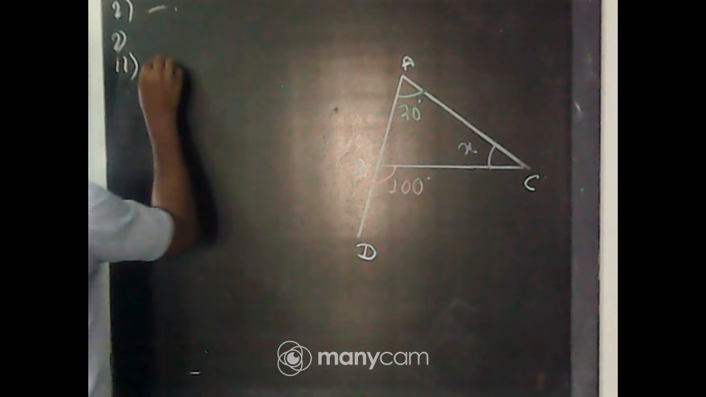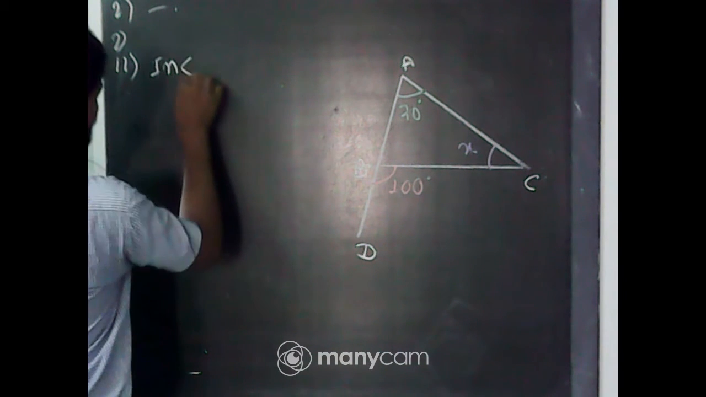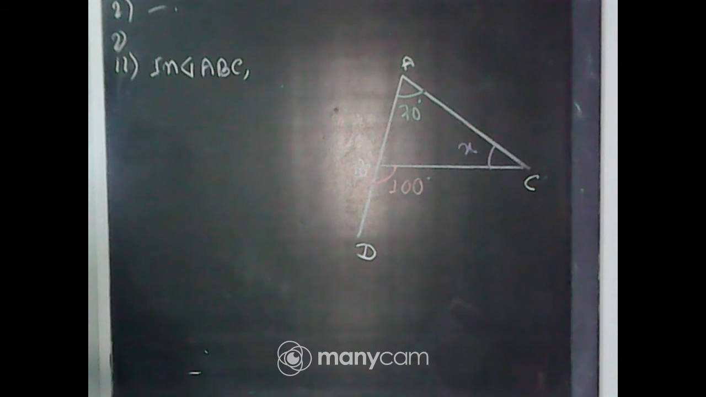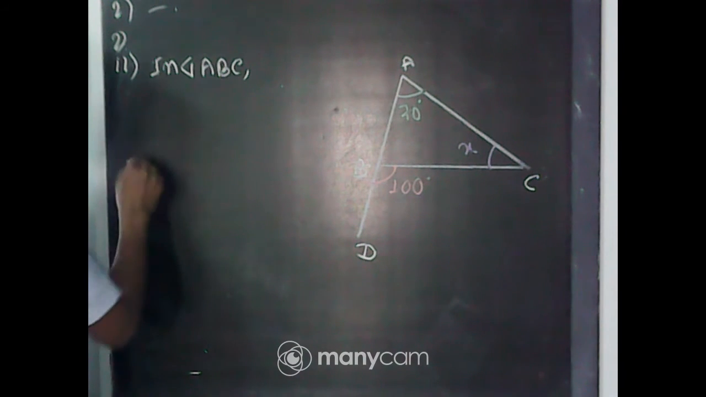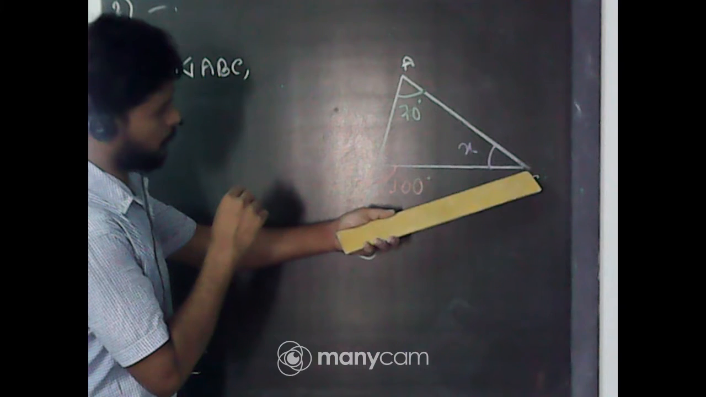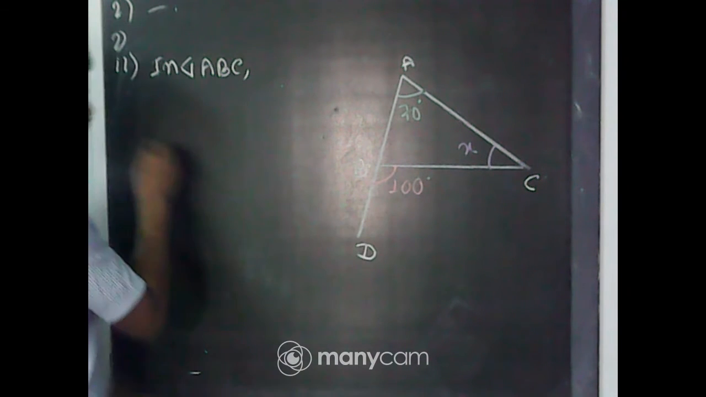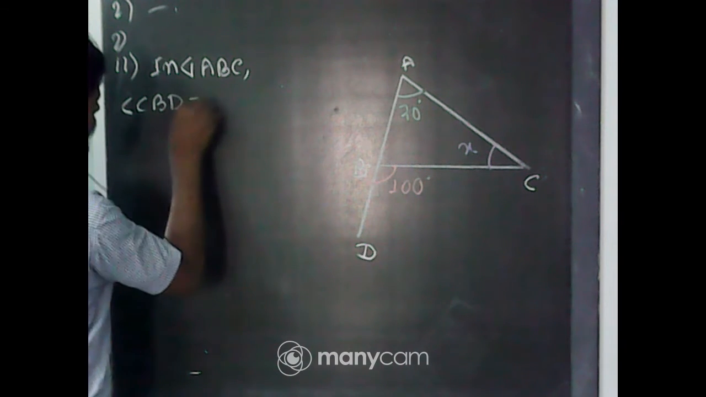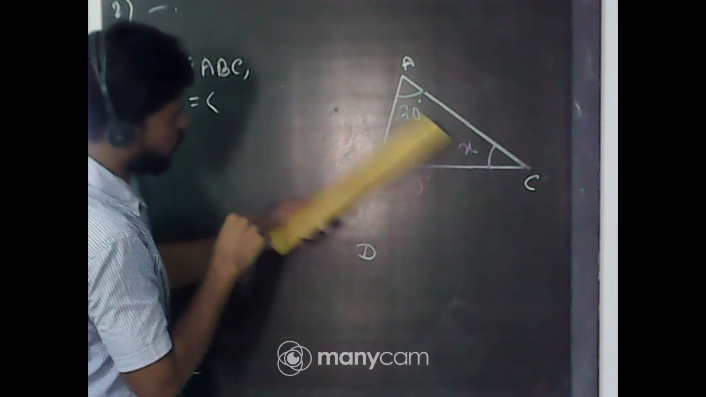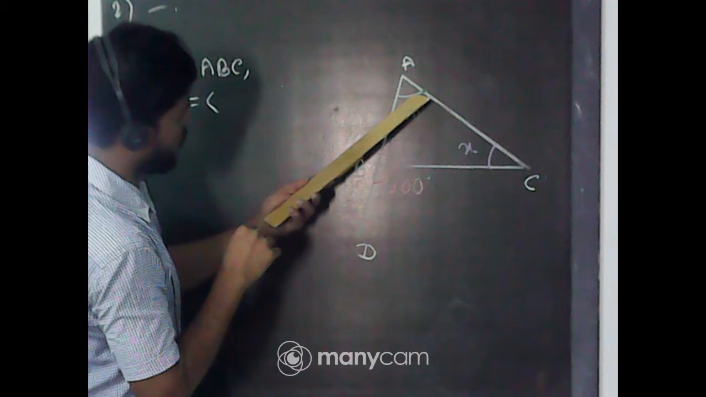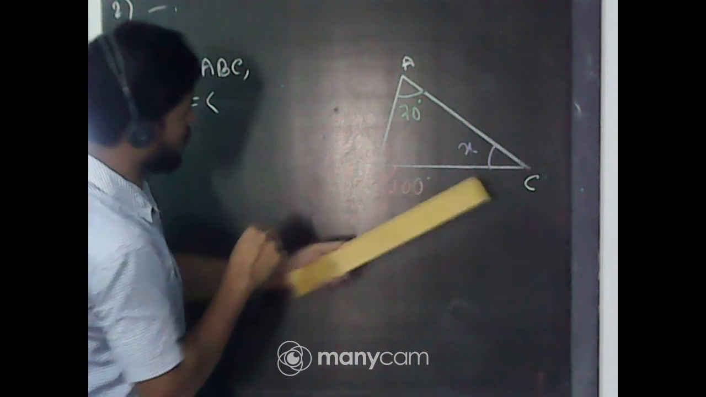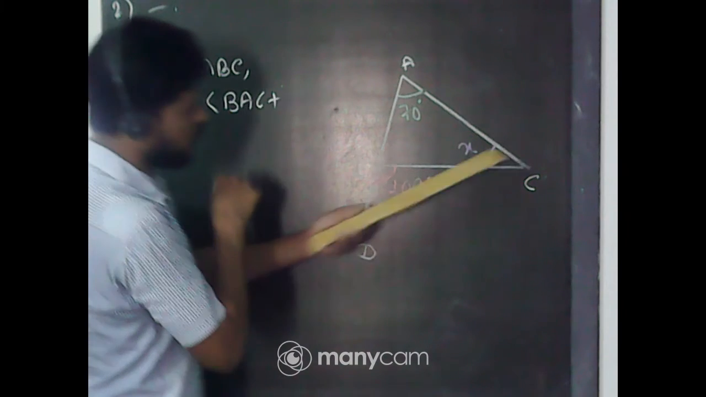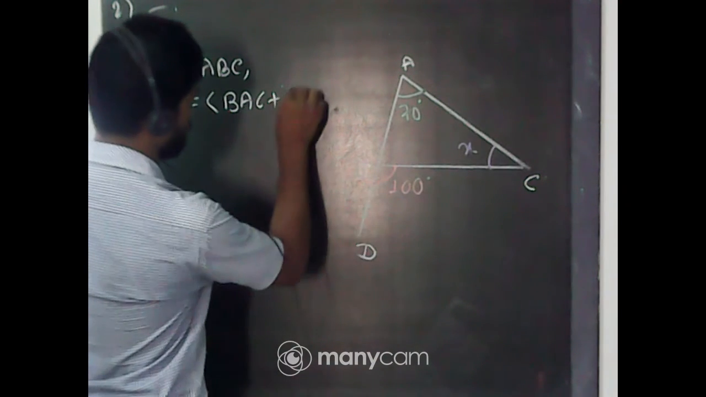So in the triangle ABC, apply the exterior angle property. What is the exterior angle property? Exterior angle property means the exterior angle CBD is equal to the sum of these two opposite interior angles. So we take first this angle, that is BAC, plus this angle, that is ACB.